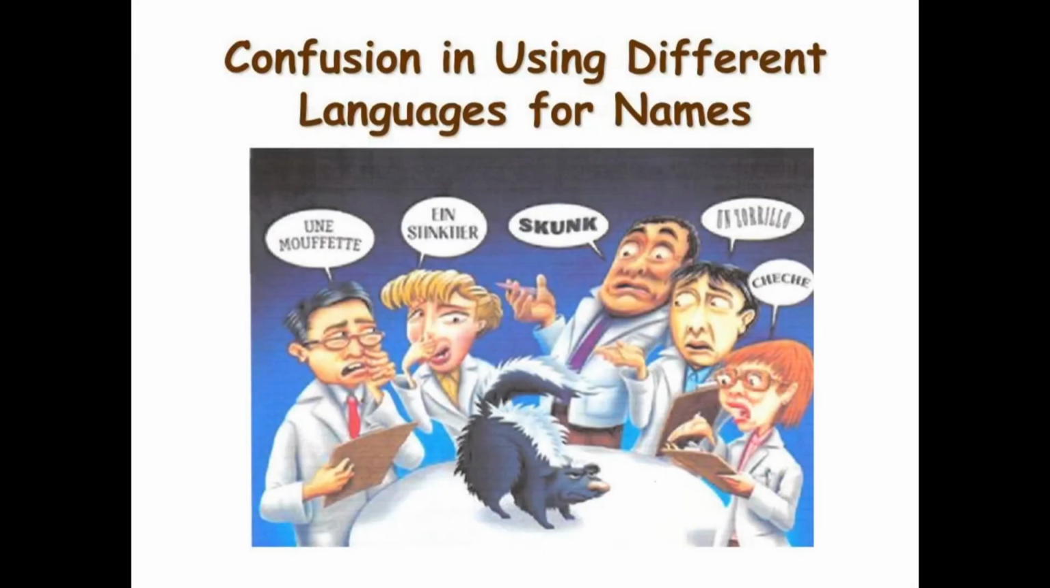Can you imagine? There will be a lot of confusion in using different languages for names, such as for this skunk. You can see every language has their own name for this organism. So, in order to handle these difficulties, scientists assign a binomial nomenclature in every living things.